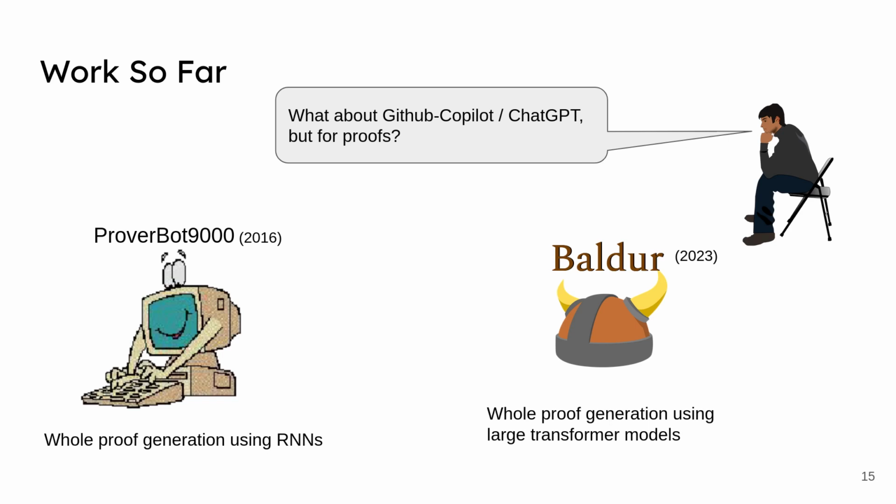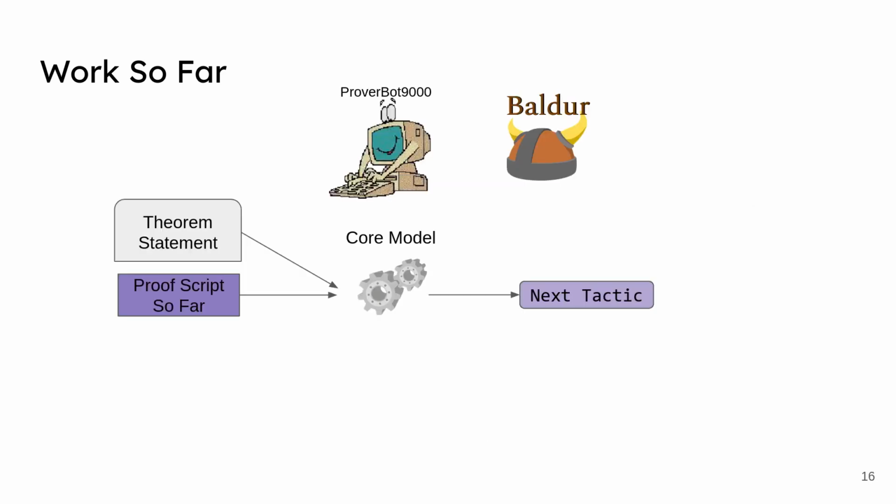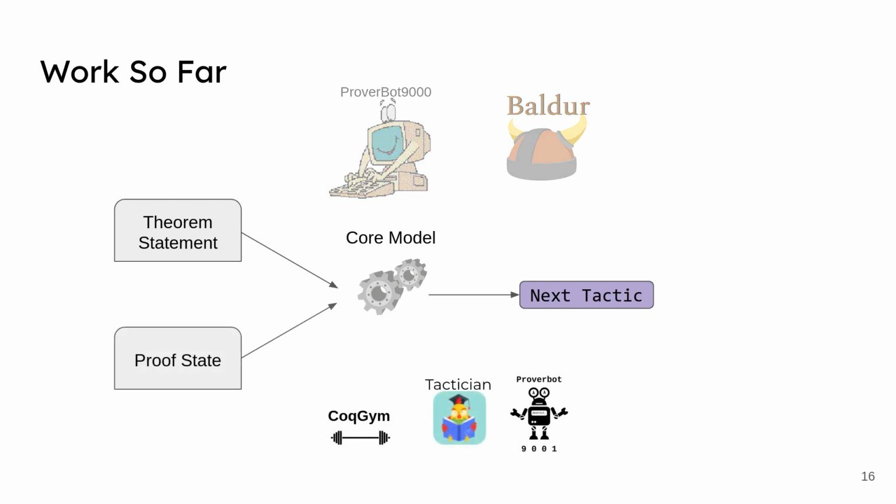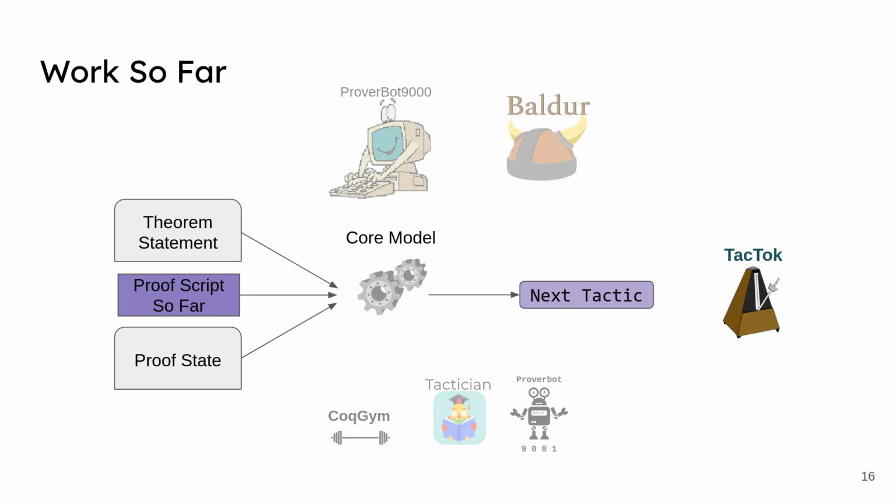But these models are fundamentally limited because they're missing a big part of what happens in an interactive proof in Coq. See, these models start with a prompt, like the theorem statement, and as a language model, they're constantly looking at what they've generated so far to see what they should generate next. But we know from our talk earlier that it's not just the proof script so far that gives the human prover the information they need to prove something. It's also from the proof states. So there are other models, like CoqGym, Tactician, and Proofster 9001, which take the proof state and use it to predict the next tactic. And finally, there are models like TacTok, which do both.